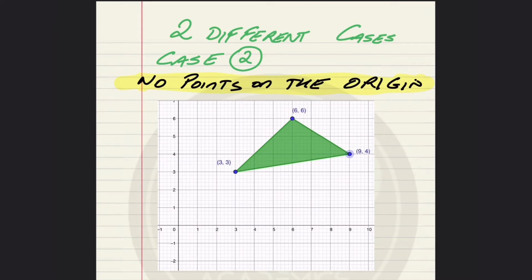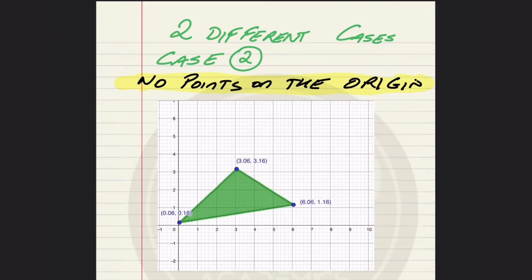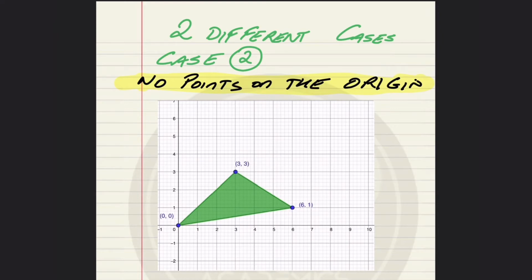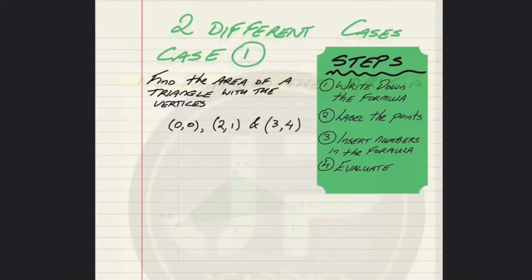If I move my triangle back down to here, where one of the points is on the origin, we have 0, 0, we have 3, 3, and we have 6, 1, which is exactly as I predicted. Now that one of the points is on the origin, I'm back to case 1, where I can use this point and this point, put those into the area of a triangle formula, and that will work it out for us. Here's an example for case 1.